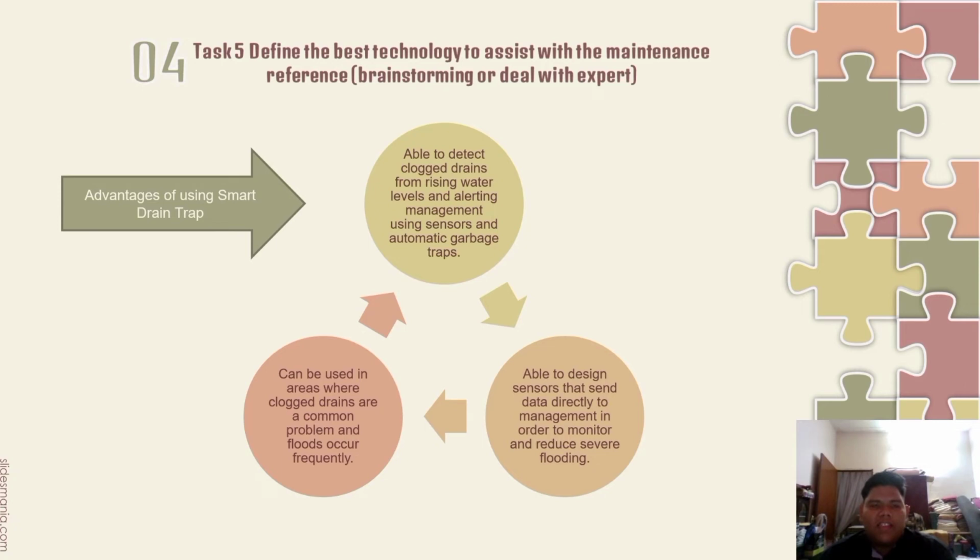Next, we are still on task 5. So for the advantages of using smart drain trap, the first one is able to detect clogged drains from rising water levels and alerting management using sensors and automatic garbage traps. Second one, able to design sensor that send data directly to management in order to monitor and reduce severe flooding. Last but not least, it can be used in areas where clogged drains are a common problem and floods occur frequently.